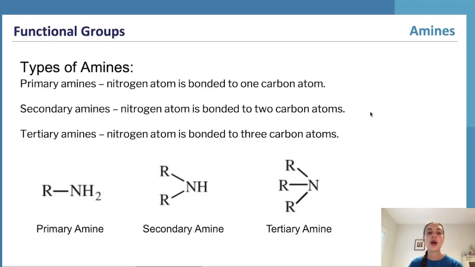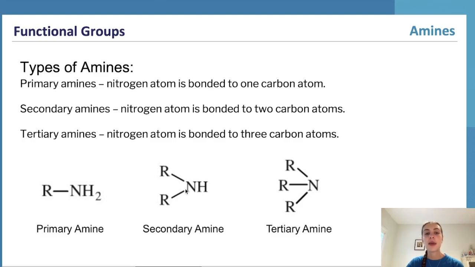So with amines, we've got primary amines, secondary amines, and tertiary amines. So similar with our concept of primary, secondary, and tertiary with alcohols, amines have a similar kind of concept. So a primary amine is going to mean that the nitrogen atom is bonded to one carbon atom. So it's saying that from the original ammonia molecule, only one of the hydrogens from NH3 has been replaced by an alkyl group. So the nitrogen is only bonded to one other carbon atom.